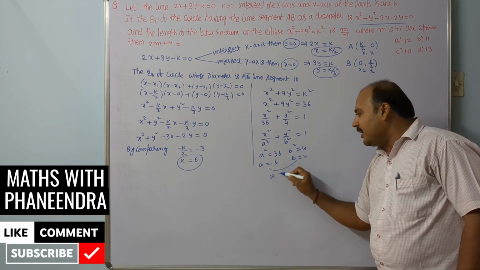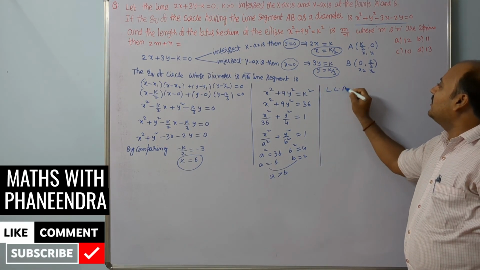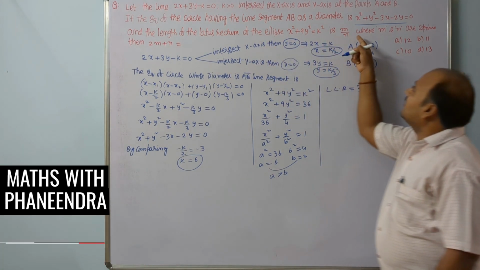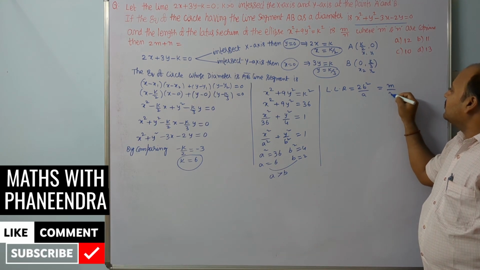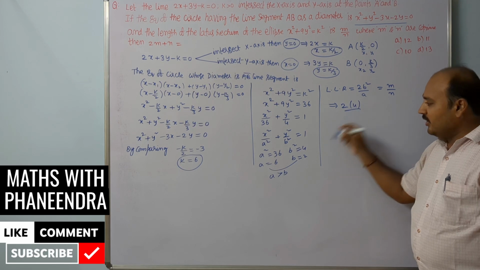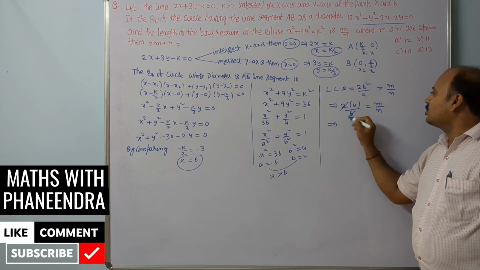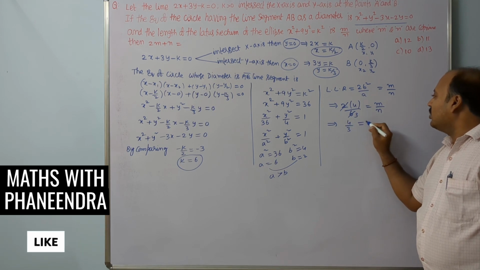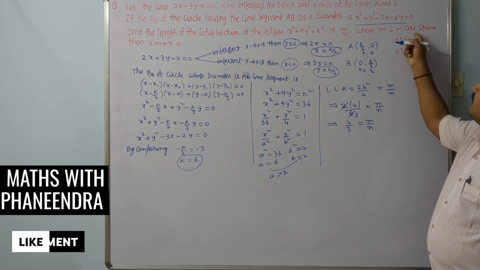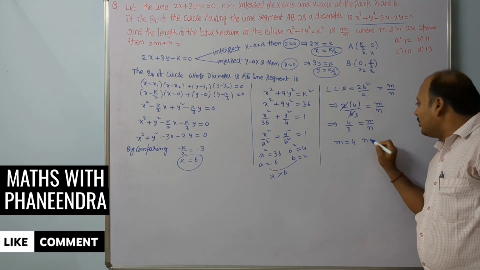From this observation, a is greater than b. Whenever a is greater than b, the length of latus rectum is 2b²/a. This length of latus rectum is given as m/n, dear students. That implies 2 times b² value 4, a value 6, equals m/n. So 2 × 4 = 8, and 8/6 is 4/3, so 4/3 = m/n. We got 4 and 3, which are co-prime. Therefore m = 4, n = 3.